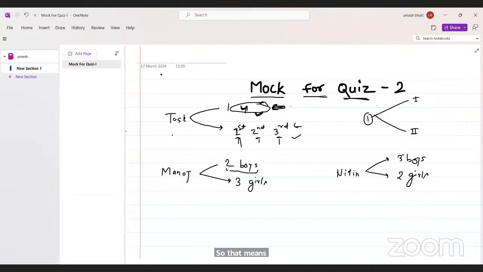So that means it is a sequence. No, sir, once Manoj selects, that event has actually occurred, then Nitin does it. So that is actually a second event. Sir, simultaneous should mean it happens at the same time, right? No, no. Simultaneous means the event is happening at different times.